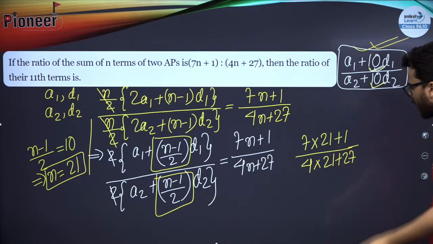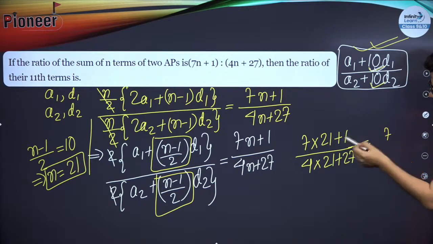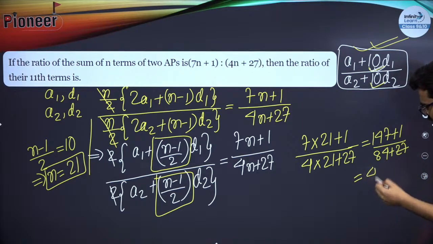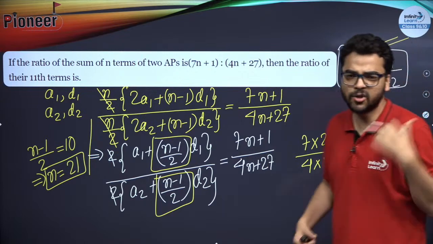You can simplify it. What are you getting over here? Tell me, guys. 147 plus 1 divided by 84 plus 27. So that is equal to 148 divided by 111. So this is the answer. I hope this is clear to every student in this session. So that is the answer.